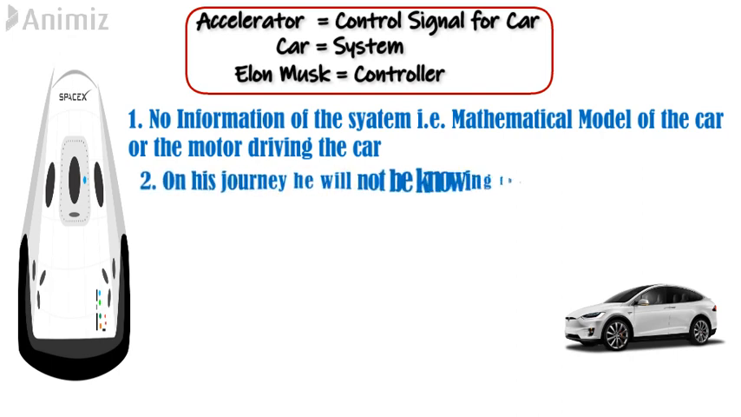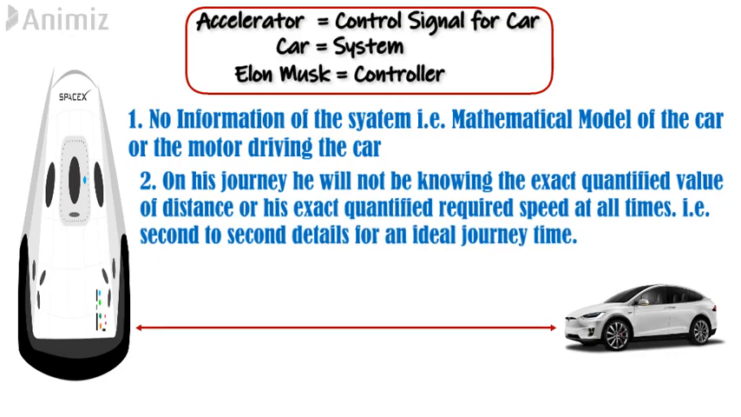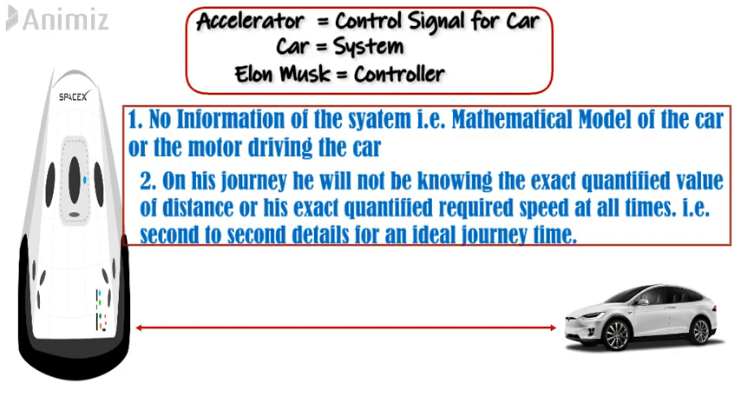Second thing is, on his journey he is not able to measure the exact mathematical distance between him and SpaceX, and also the exact speed with which he must drive when he is at the starting point, middle point, or very close to the destination. So you tell me, will he succeed or will he fail? These are very important details which we must have, and these are missing. He just has some fuzzy values.